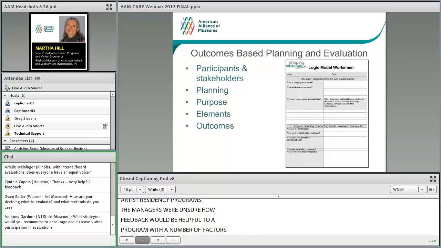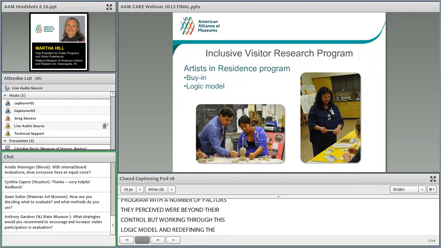At first, the managers were a bit hesitant about evaluating a long-established artist residency program. They were unsure how feedback would be helpful to a program with a number of factors that they perceived were beyond their control. But working through this logic model and redefining the outcomes and goals of the residency program was a positive experience.